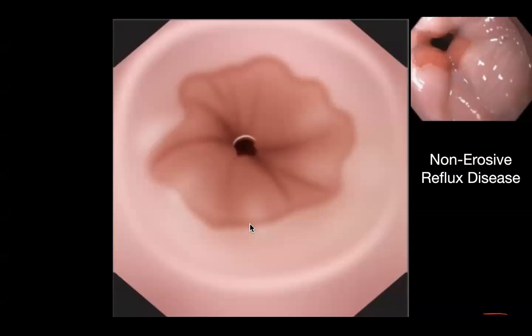So this patient could have what is called non-erosive reflux disease. That means the lining looks good and there is no damage to the esophagus. And in those cases, you could confirm the diagnosis of acid reflux by taking a biopsy and showing changes in the squamous lining under a microscope. That's what the pathologist will tell you if you take biopsies from the esophagus in a patient with heartburn.